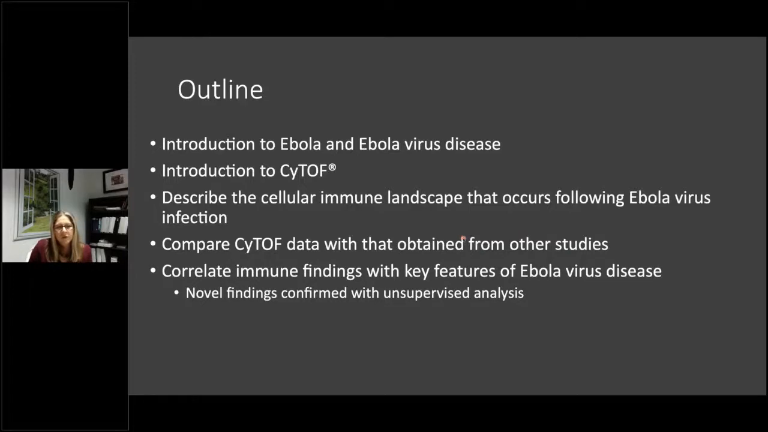I'm going to start by telling you a little bit about Ebola and Ebola virus disease. I assume if you've logged into the webinar, you have a little bit of interest in this area, so this is going to be quite brief. And then I'm going to give you an introduction to the CyTOF technology, which is what we use to conduct these studies. I'll describe the cellular immune landscape that occurs following Ebola virus infection, and I'll compare and contrast the CyTOF data with data that has been obtained from other studies performed by both our group and others. And then finally, I'll correlate the immune findings with key features of Ebola virus disease and share with you some novel findings that we discovered using these methods, and then demonstrate that they are repeated with unsupervised analysis. And I'll go into more details as we get there.